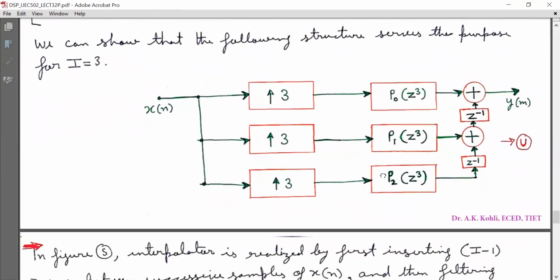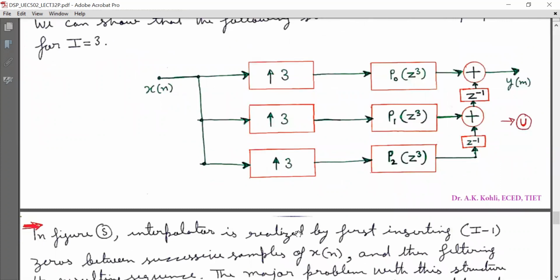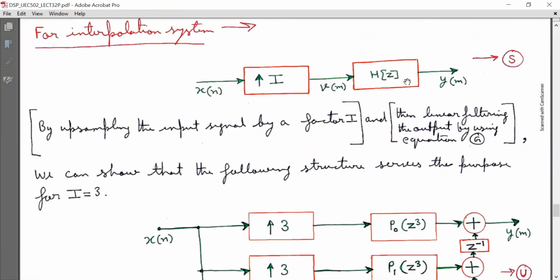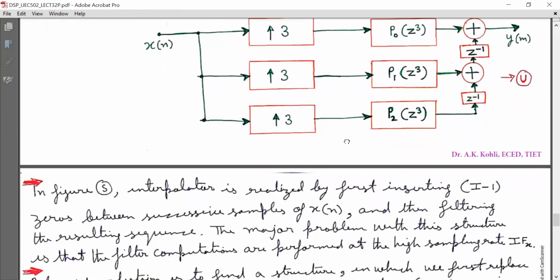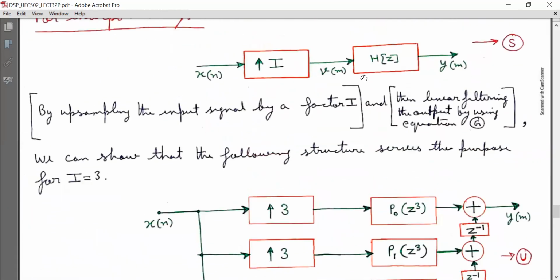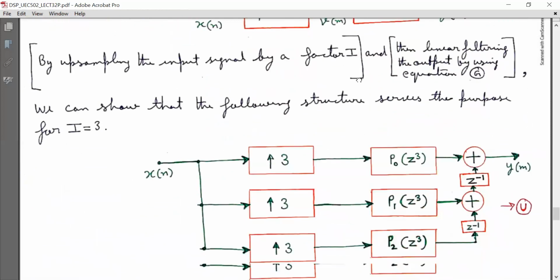In figure S, the interpolator is realized by first inserting I-1 zeros between successive samples of x(n) and then filtering the resulting sequence. The major problem with this structure is that the filter computations are performed at a high sampling rate, I Fx.